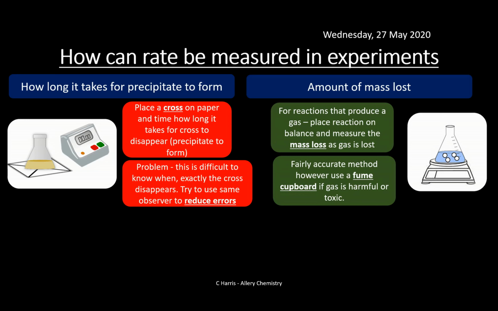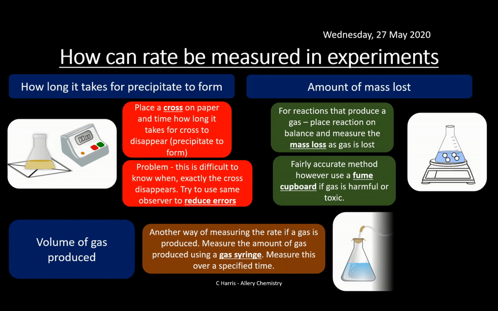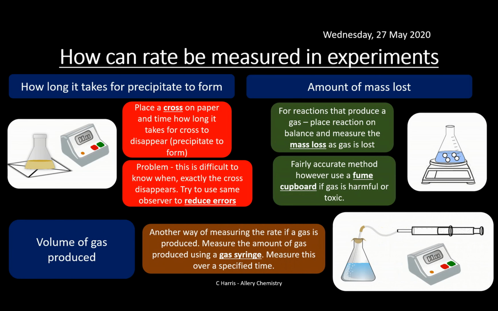Another one, similar to this, is the volume of gas that's produced. With this one, instead, we use a gas syringe. So here we're going to measure the amount of gas that's being produced. We allow the reaction to proceed, and the gas that's produced enters the syringe, and we just measure the volume of gas produced per unit time. So that's per minute, per 2 minutes, whatever frequency you're going to use.